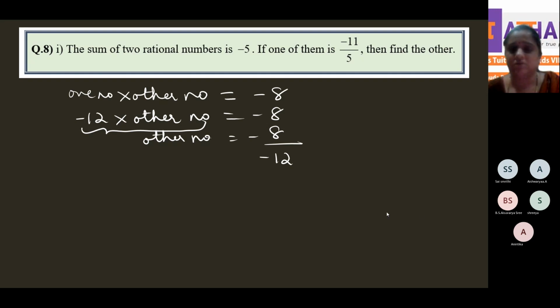For division. Okay. All right. So the other number is? The other number is? Minus cancels, 2 by 3.